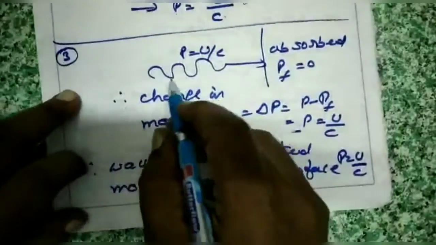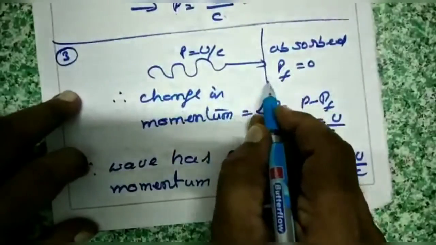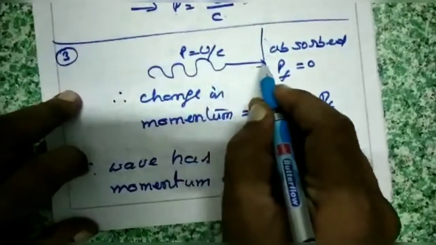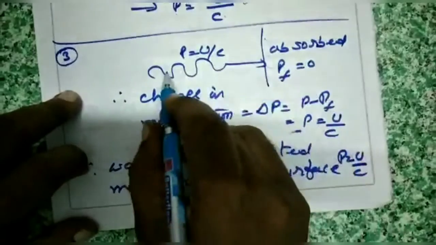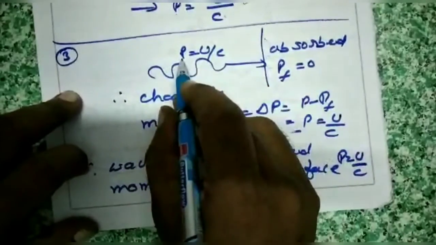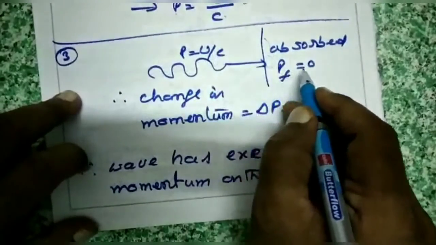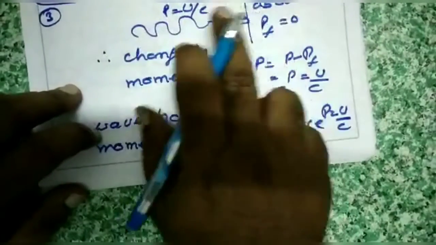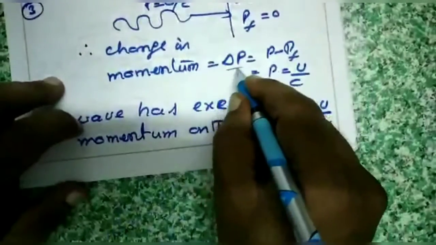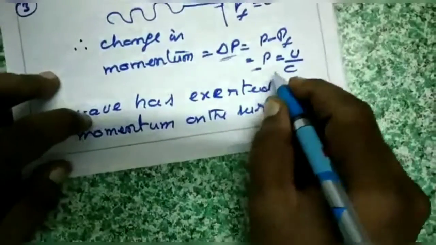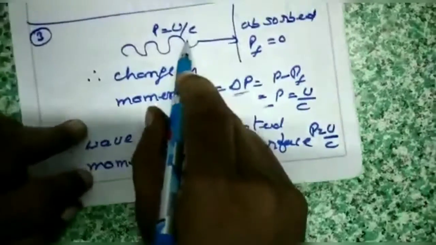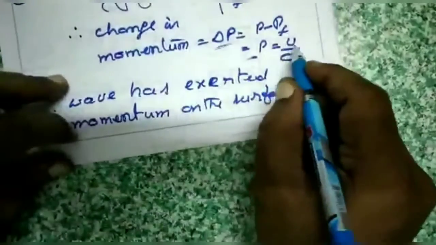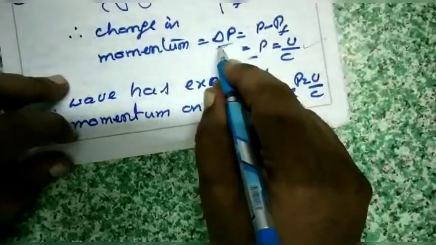Next, third point: now the wave is falling on a surface and after falling it is being absorbed. So when it is moving, before falling it has momentum p equal to U by c. After falling, momentum has become 0. Then what is the change in momentum? Difference of final and initial, that is delta p, the change in momentum. Means p initial minus p final. This p is U by c and p final is 0. So U by c itself is the change in momentum, that is delta p.